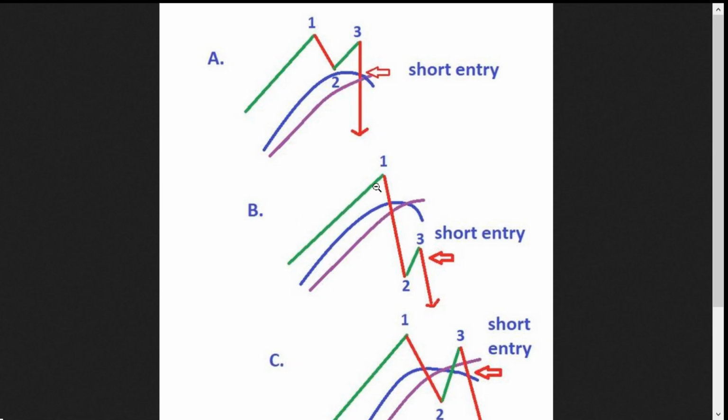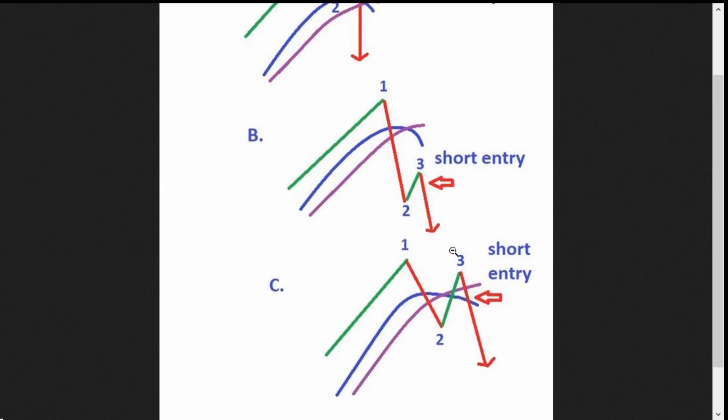In scenario B, we have the 1, 2, 3 occur after the crossover is made, and on some of these, if the volatility is good enough, you can go short right at the 14, the magenta color 14 simple moving average line. But the more conservative approach would be just to wait for the 1, 2, 3 to occur here, and then trade as close as possible to the blue ADMA line.